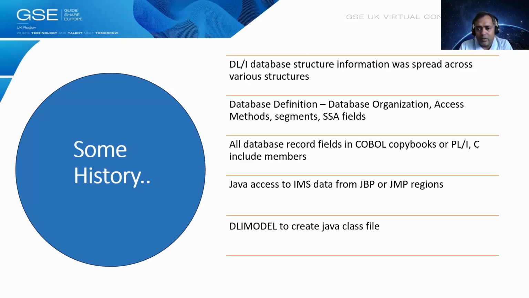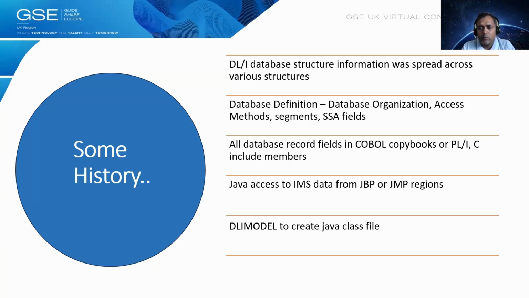So these three types of relay structures, this complete information, was spread across these three different structures. And with the introduction of Java classes to IMS data from a JMP region, or from a remote system, it required that the metadata should be accessed easily and quickly, basically, right?